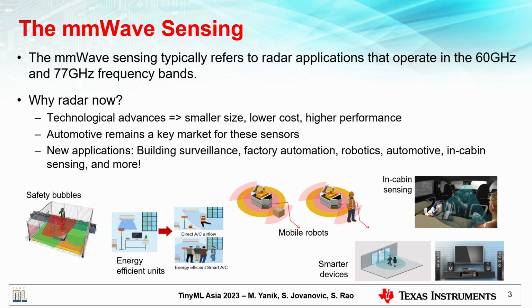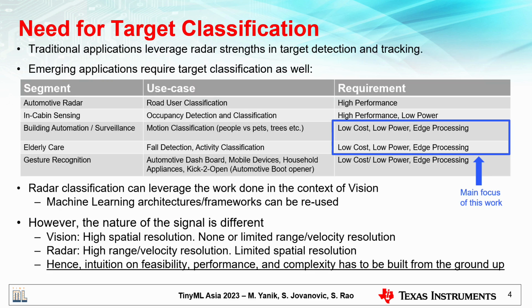Why do we need classification, or machine learning? Many traditional radar applications leverage radar signals for target detection, ranging, or tracking. But as I discussed in the previous slides, there are many applications that also need machine learning. For some applications, you need to understand gestures. For some, you need to understand the body pose of a person, and for some, you need to understand what is going on in the scene. All these applications basically need machine learning.